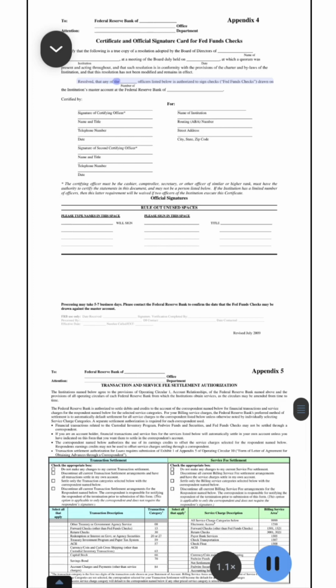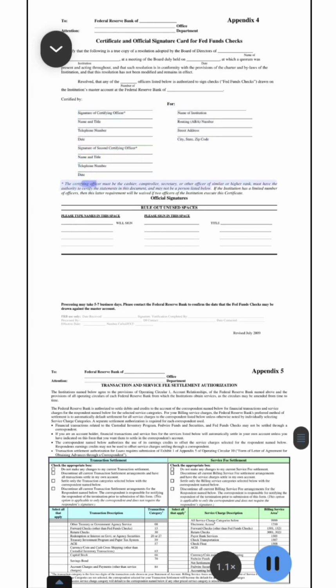Resolved, that any of the officers listed below is authorized to sign checks, Fed funds checks, drawn on the institution's master account at the Federal Reserve Bank of. Certified by, signature of certifying officer, name of institution, name and title, routing (ABA) number, telephone number, street address, date, city, state, zip code, signature of second certifying officer, name and title, telephone number, date.